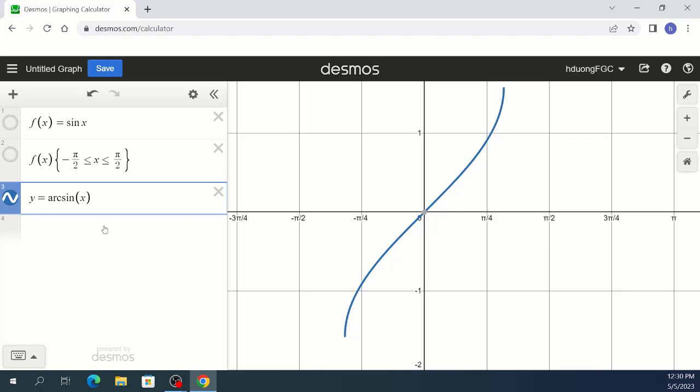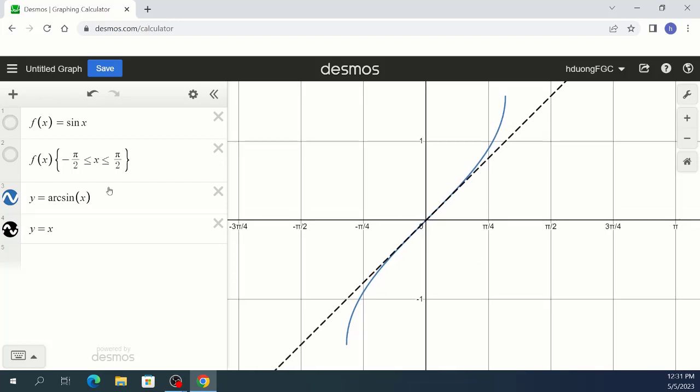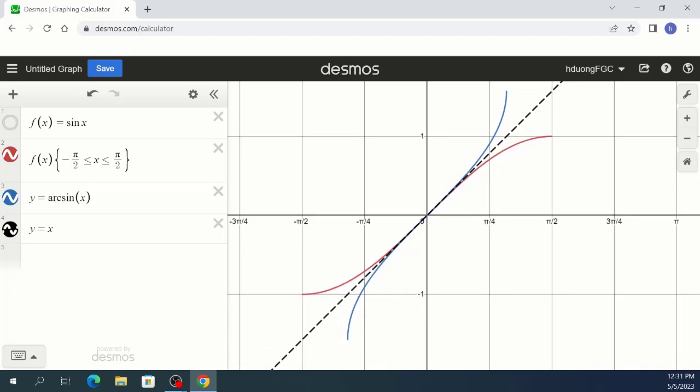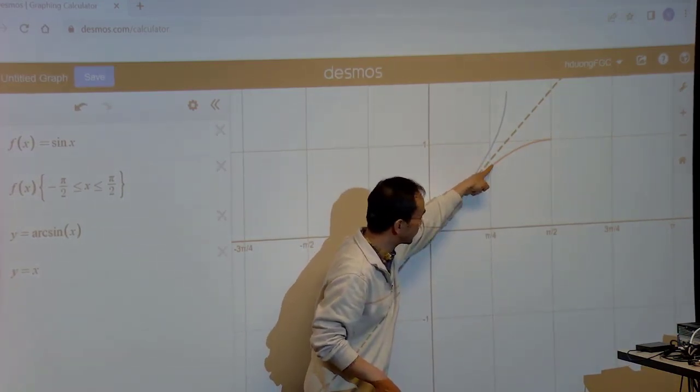But here's the thing. If we recall from your pre-calculus 1 course, let me put in this line, the black 45-degree line, and let me make it dotted. Graphically speaking, an inverse function and the original function are always supposed to be mirror reflections through the 45-degree line. So this dotted line I just put there is a 45-degree line. That's why the blue, the graph for sine inverse, is the exact mirror image of the graph.